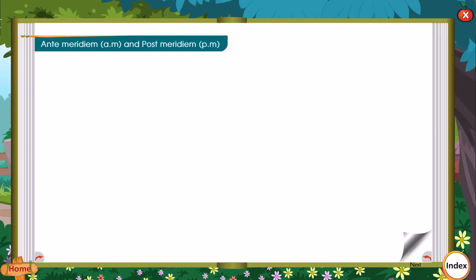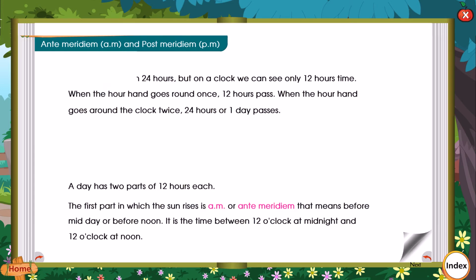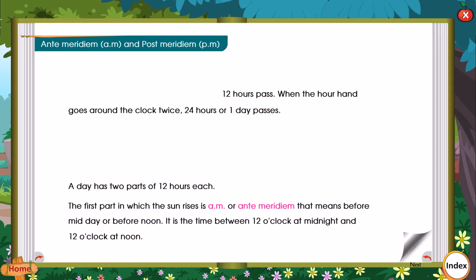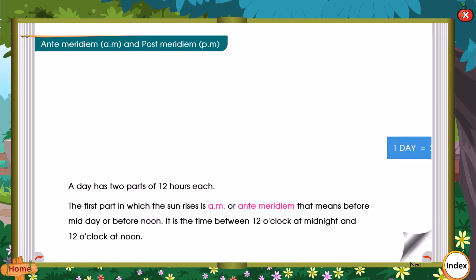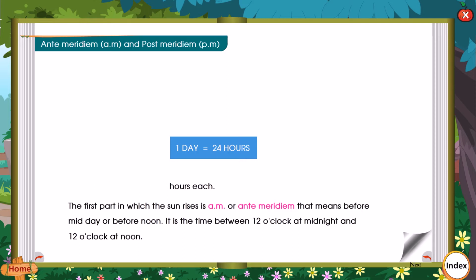Antimeridiem AM and postmeridiem PM. A day is divided in 24 hours, but on a clock we can see only 12 hours time. When the hour hand goes round once, 12 hours pass. When the hour hand goes round the clock twice, 24 hours or 1 day passes. 1 day is equal to 24 hours. A day has two parts of 12 hours each.